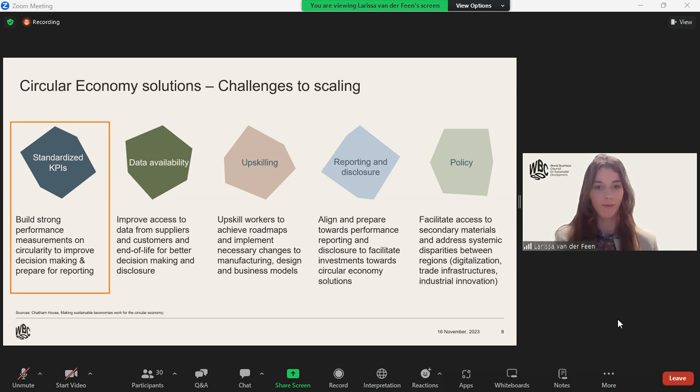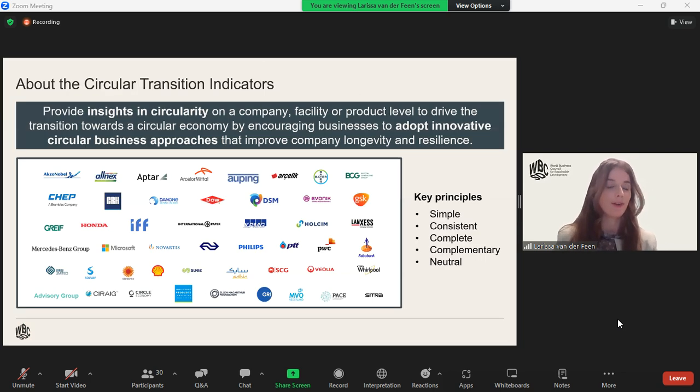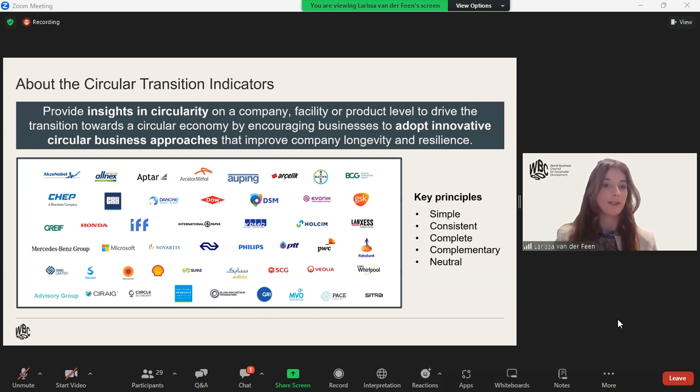KPIs. And I would like to present a framework to you that companies can use to measure progress towards the circular economy. And this framework is called the Circular Transition Indicators, or CTI, we call it for short. The Circular Transition Indicators is a framework that measures success towards the circular economy, and it's able to measure on a company level, facility level, or individual product level the circular performance of this entity.